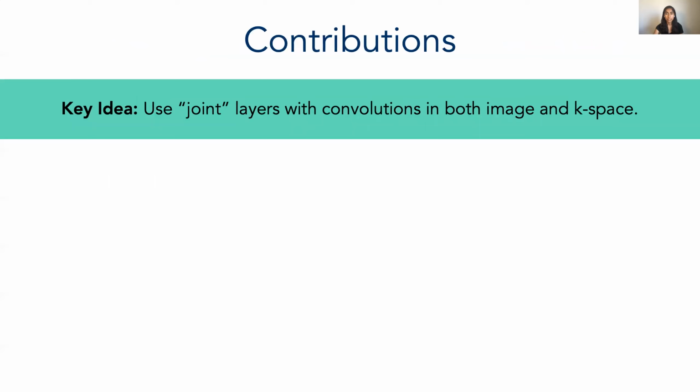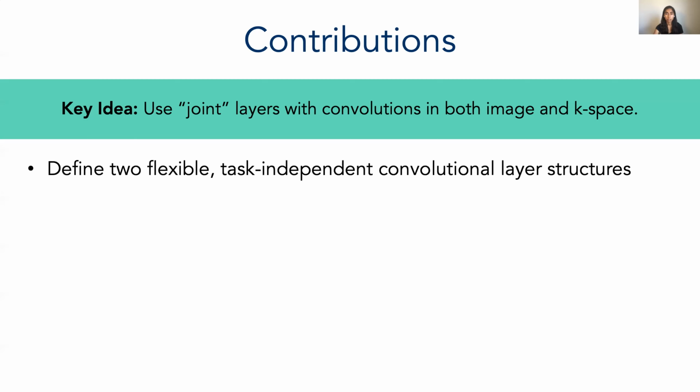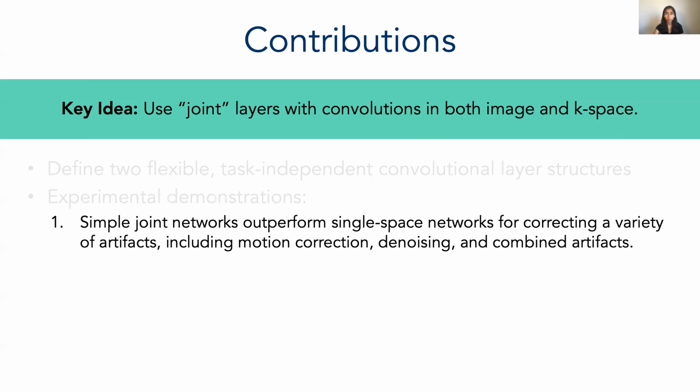To that end, our key idea is to use joint layers, which contain convolutions in both image and frequency space. The intuition is that this joint learning strategy enables correction of artifacts native to the frequency space, while also allowing manipulation of image space representations to reconstruct coherent image space structures. We define two flexible task-independent layer structures which incorporate this joint learning strategy. And we demonstrate these layers in several experimental setups.